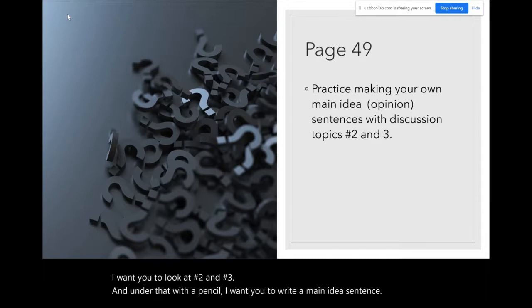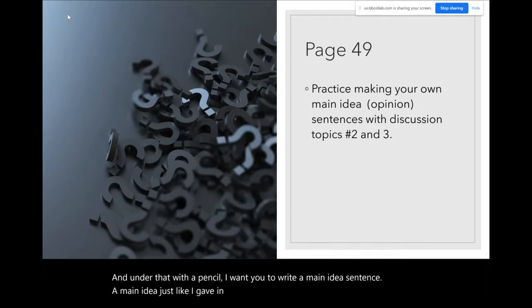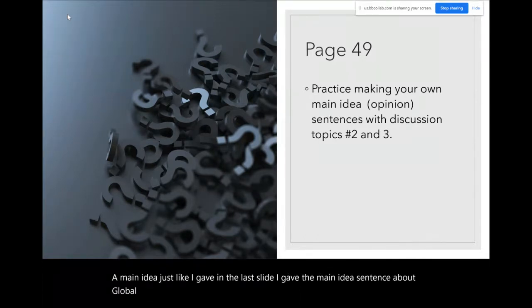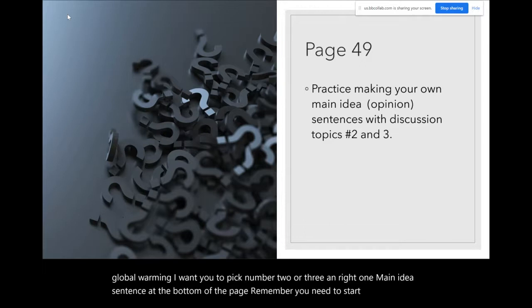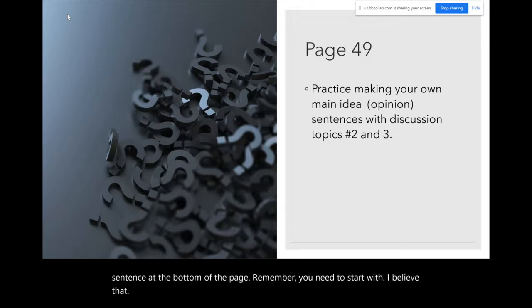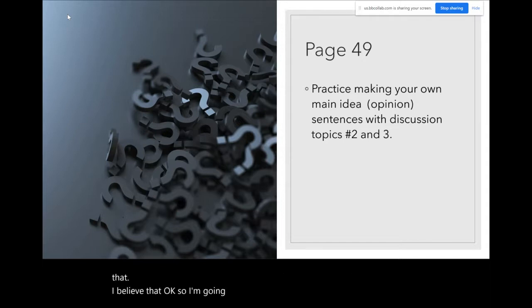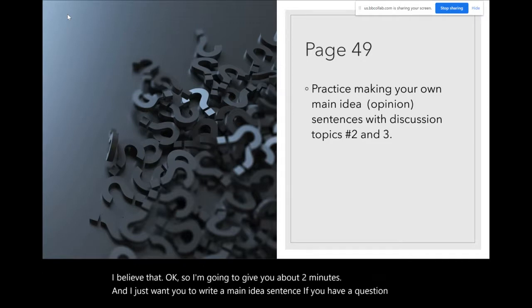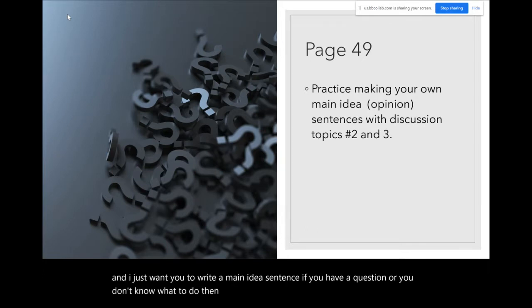A main idea. Just like I gave in the last slide, I gave a main idea sentence about global warming. I want you to pick number 2 or 3 and write one main idea sentence at the bottom of the page. Remember, you need to start with, I believe that. Okay, so I'm going to give you about 2 minutes, and I just want you to write a main idea sentence. If you have a question or you don't know what to do, then turn on your microphone and let me know.